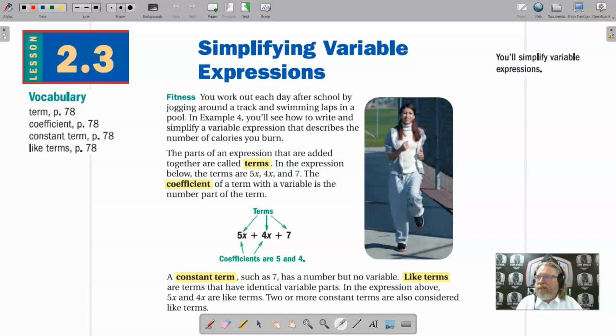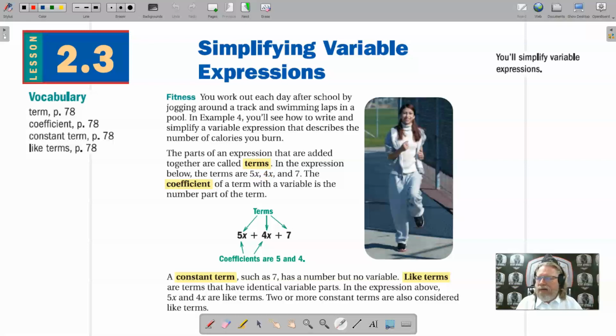The parts of an expression that are added together are called the terms. So this 5x, 4x, and 7, these are all terms. These are the parts that are being added together. We call those terms. In the expression below, the terms are 5x, 4x, and 7.